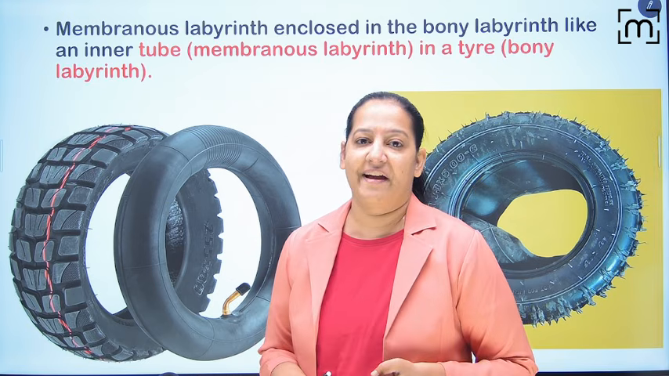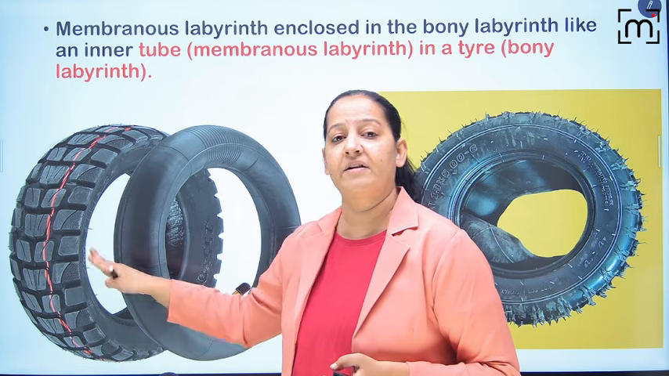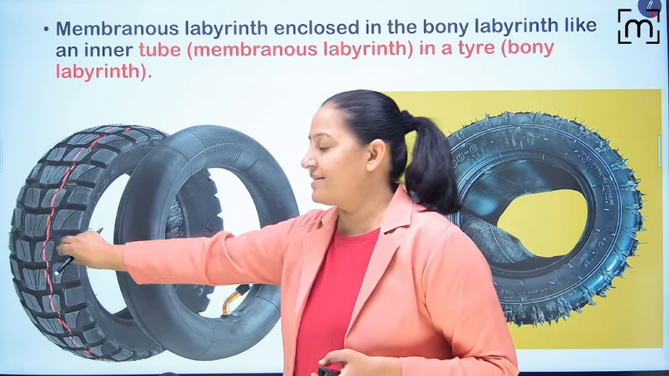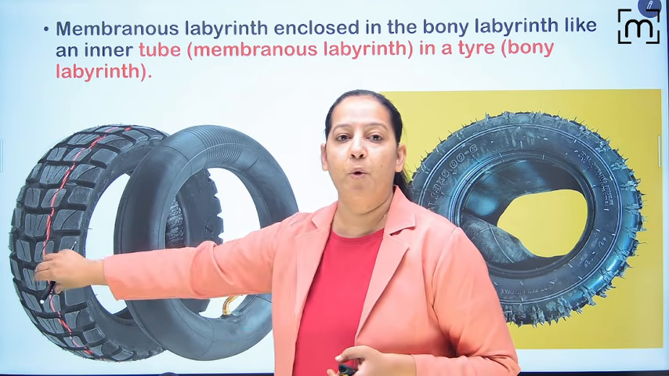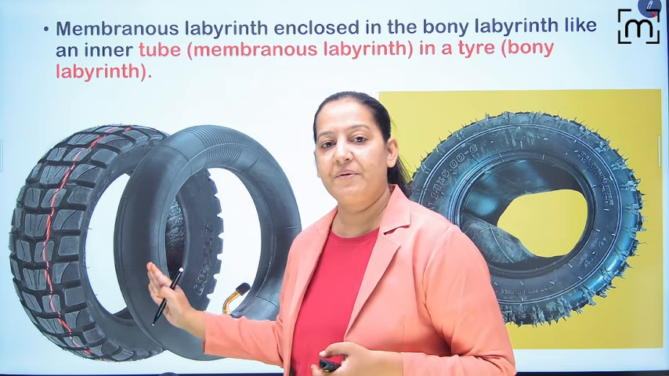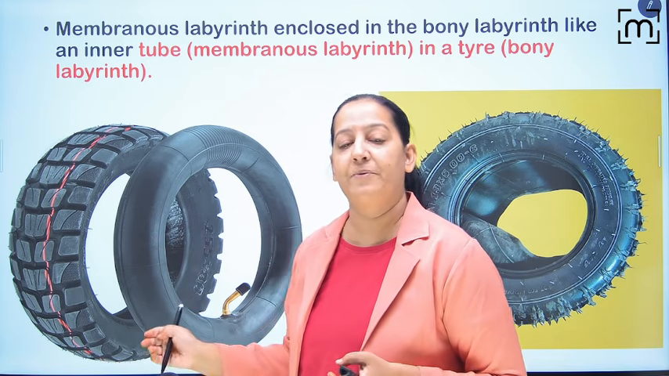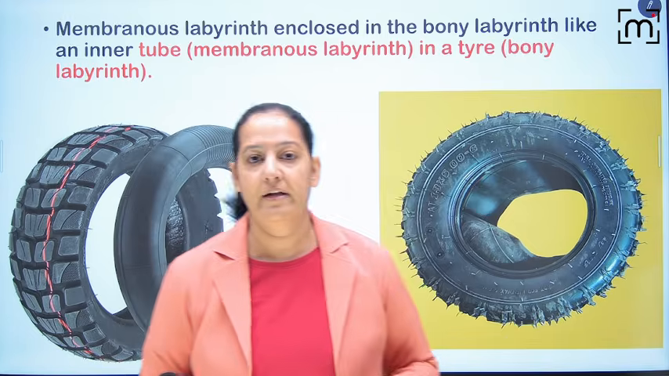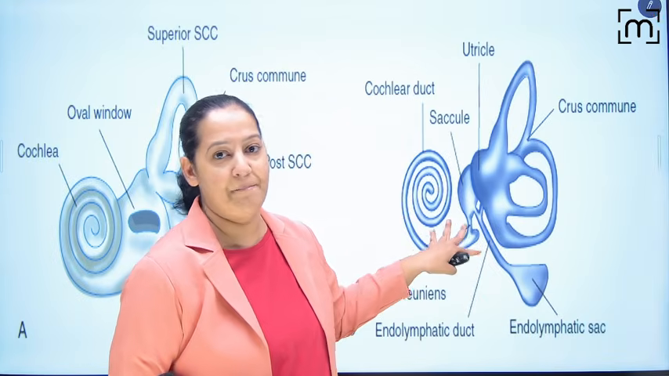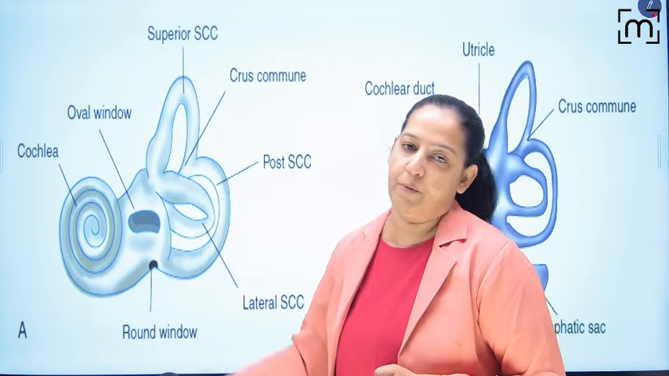They are like a tube inside a tire. Have you seen a tube inside a tire? The shape is the same. The only thing is, this is hard, this is soft; this is bony, this is membranous. So the membranous labyrinth is fitted inside the bony labyrinth like the tube fits inside a tire. So you can appreciate that the membranous labyrinth will fit inside the bony labyrinth.